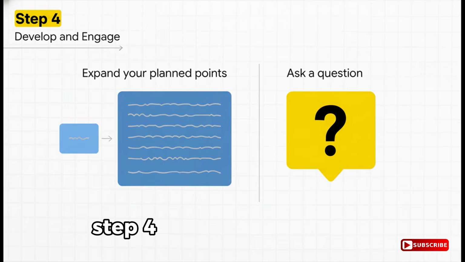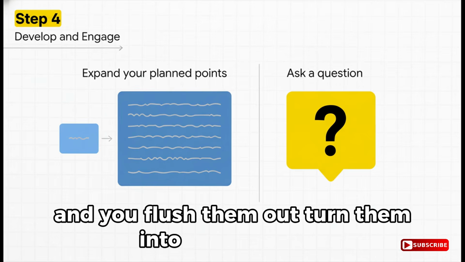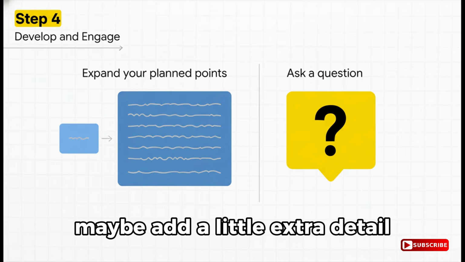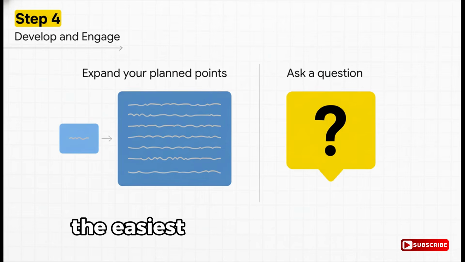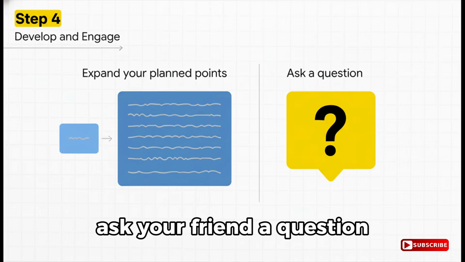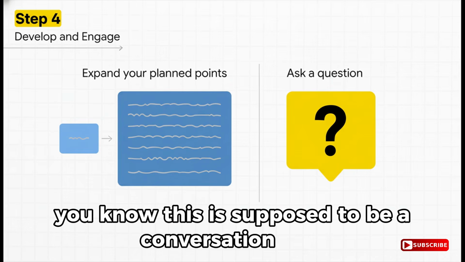And finally, step 4, develop and engage. So you take those little sentences you planned back in step 2, and you flesh them out. Turn them into full sentences, maybe add a little extra detail. And remember that examiner quote about being interactional? The easiest way to do that is to ask your friend a question. It's a brilliant little trick that shows the examiner you know this is supposed to be a conversation.